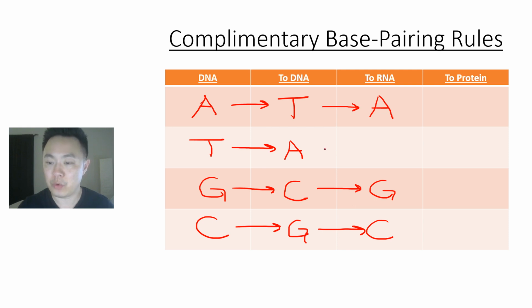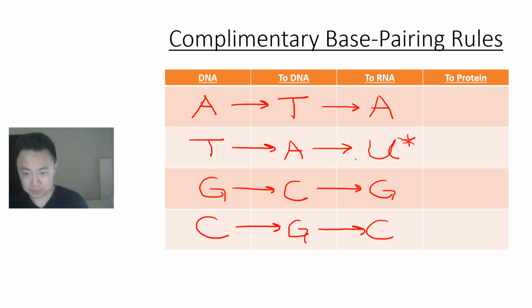Now, I skipped one for a reason, because a lot of students think that for every letter A that it finds, the RNA polymerase is going to lay down the letter T, but in fact it doesn't. It lays down a different letter, and that letter is the letter U. Very important that you know that.